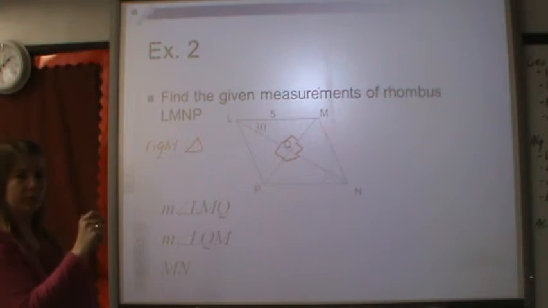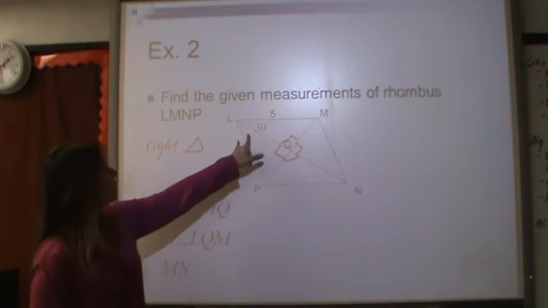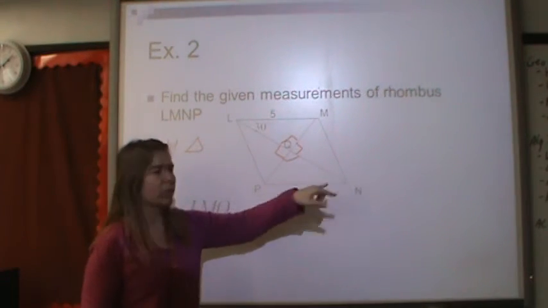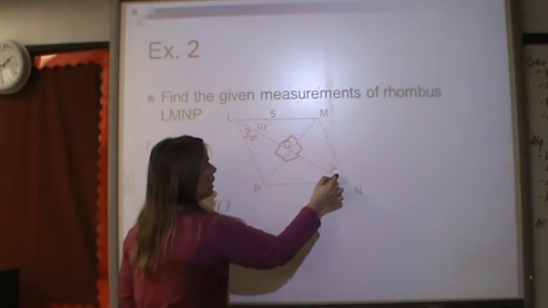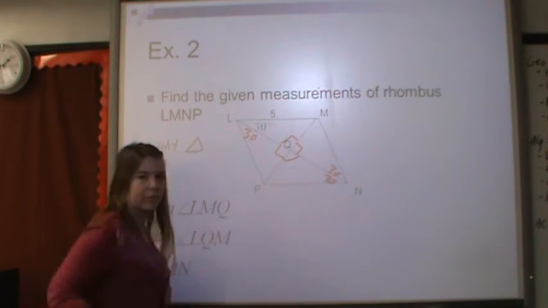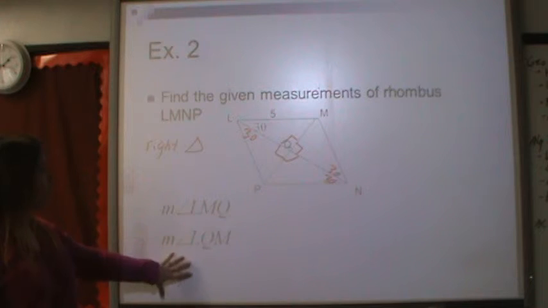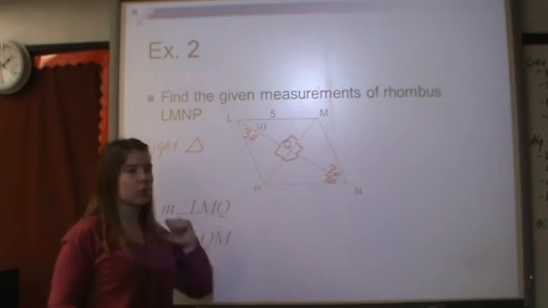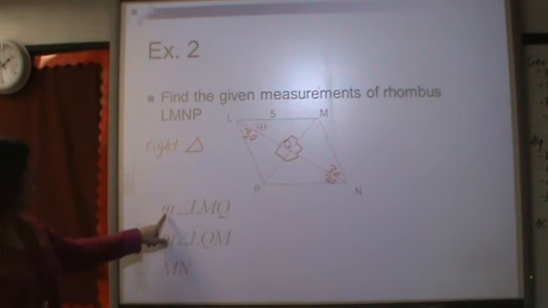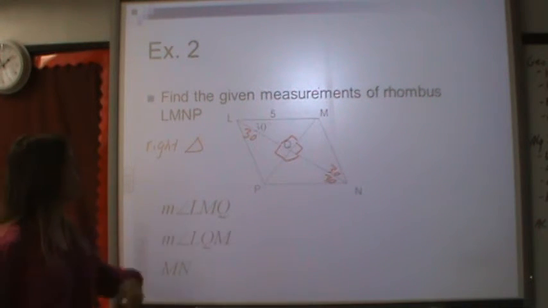I also know, if I look back at my properties, that all the little bitty angles across from each other are the same measure. So if this one's 30, that means that one's 30, and this one's 30, and that one's 30. So before I even look at the question, looking back at my properties, I can label all of those measurements. So we start with the measure of angle LMQ.